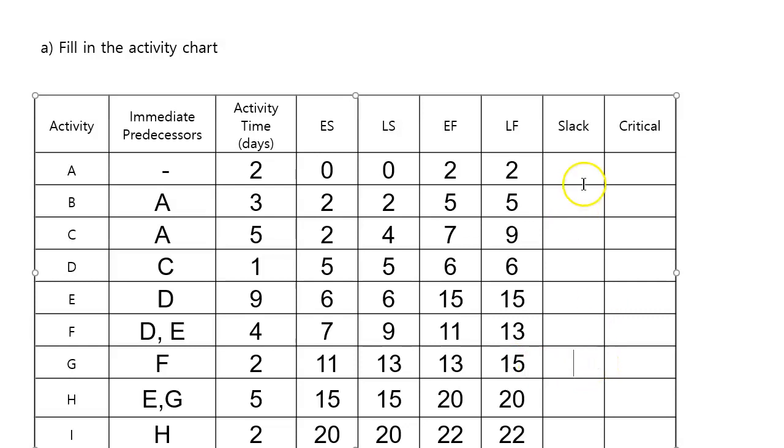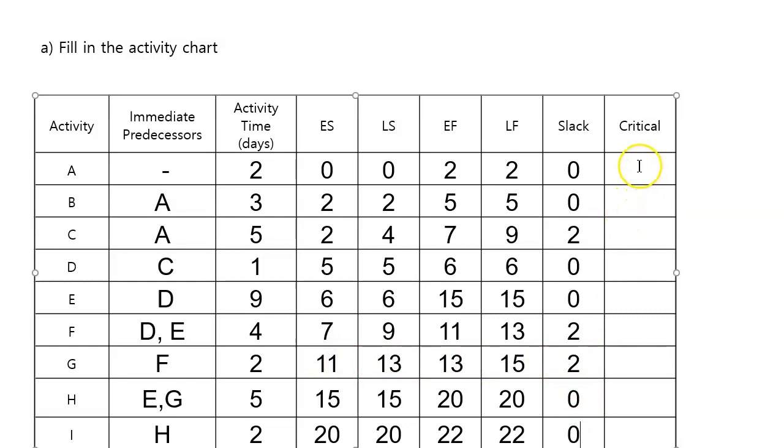Okay, and then if these two numbers don't differ, that means slack is 0. This does differ. 4 minus 2 is 2, so slack is 2. Doesn't differ, 0. Again, 9 minus 7 is 2. 13 minus 11 is 2. This is 0, and this is 0.